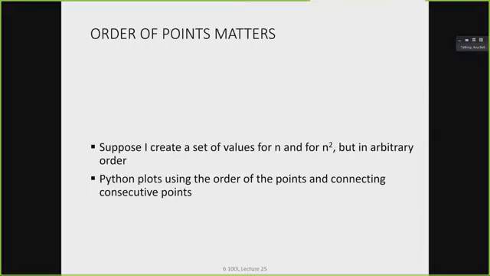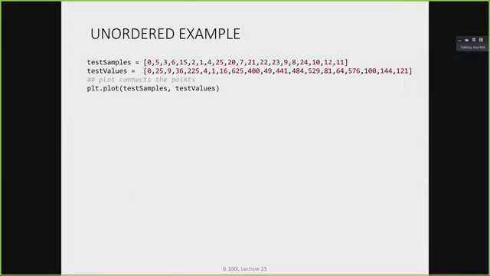So n being 0 through 29 and n squared being 0, 1, 2, 4, 0, 1, 4, 9, and so on. But they're out of order. Python will just take consecutive pairs from those lists and connect them with a line. So here's an example. I've got my lists, my x values list is this test samples.